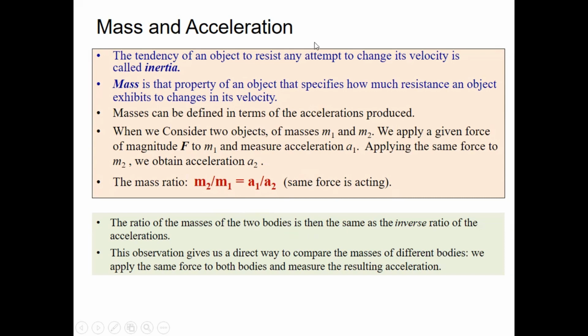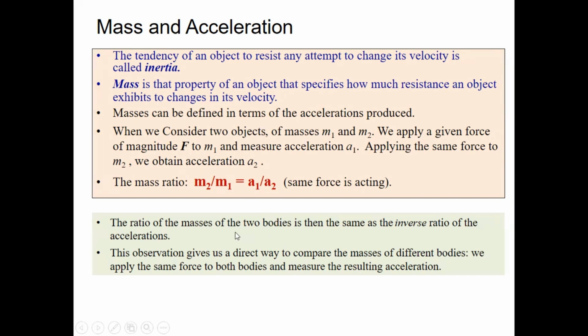Such studies in the times of Newton led him to the second law of motion, and he combined these two ideas together: that the force is directly proportional to the acceleration produced in the object. The larger the force, the larger the acceleration, and the proportionality constant is mass, but mass is inversely proportional to the acceleration. The larger the mass, the smaller the acceleration. If acceleration is large, the mass is small for the same force.